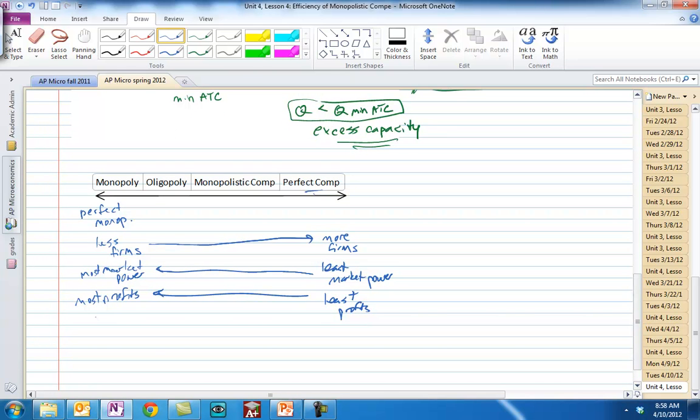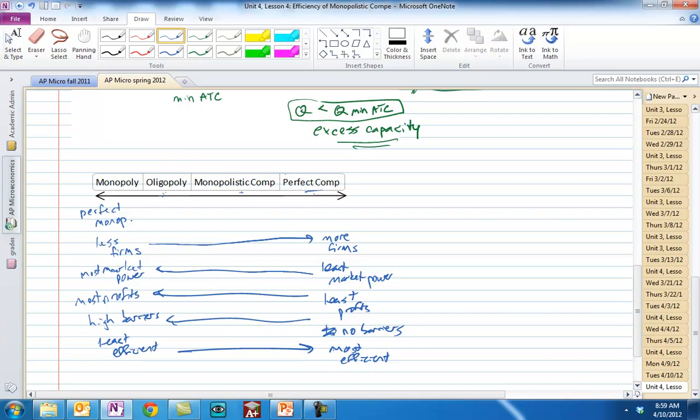Barriers to entry. The highest barriers to entry exist in monopoly, that's what makes monopoly possible. And the lowest, no barriers to entry, exist in perfect competition. Again, fewer barriers to entry in monopolistic competition, more barriers to entry in oligopoly, and most barriers to entry in monopoly. And in terms of efficiency, perfect competition is the most efficient. Monopoly is the least efficient. And it continues from there. It gets more efficient the closer it gets to perfect competition.